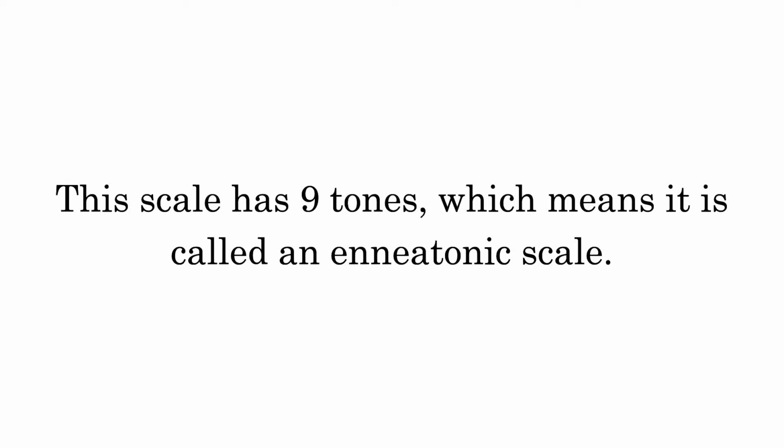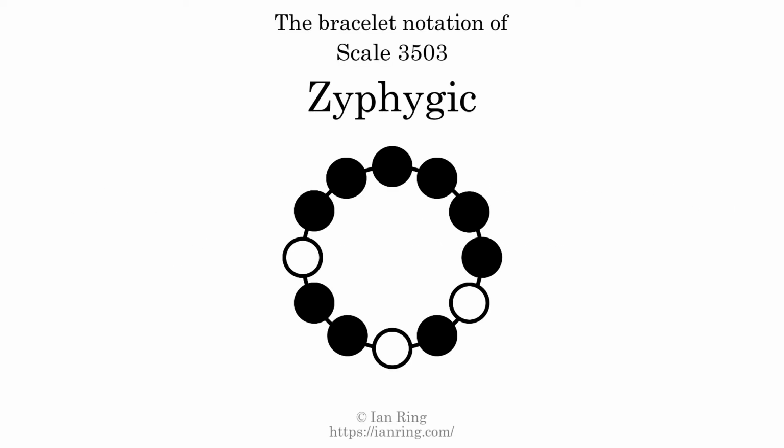This scale has 9 tones, which means it is called an enneatonic scale. This is a bracelet notation diagram of scale 3503. The shaded circles represent tones that appear in the scale, and they are read clockwise, starting at the top.